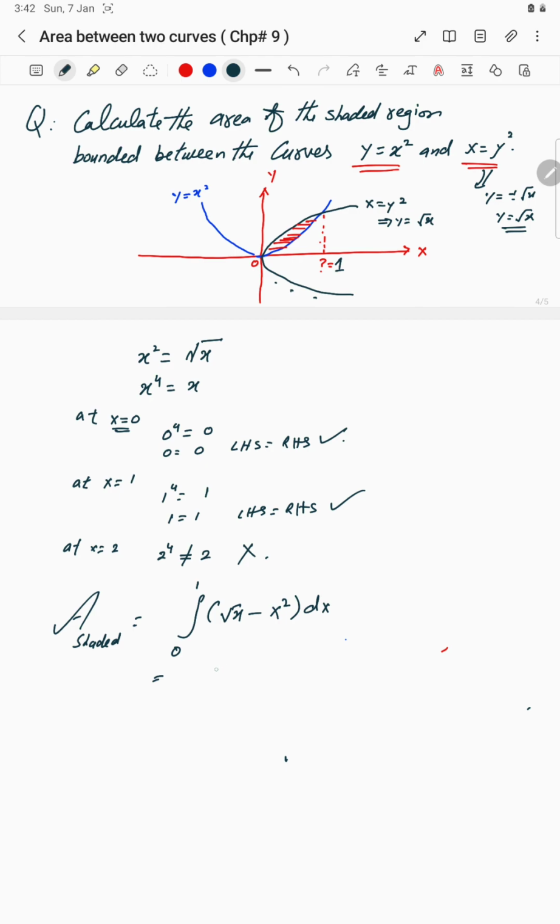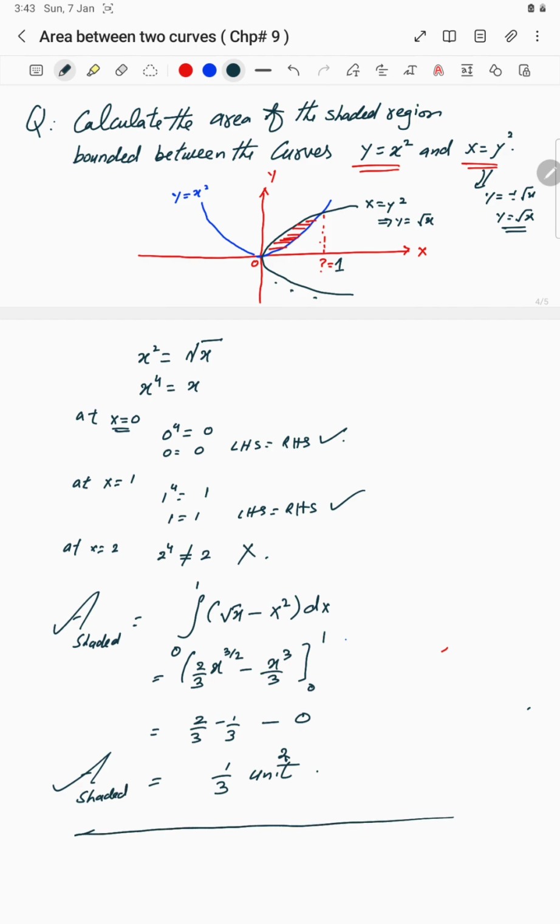So let's see, it goes to be x power 3 by 2 times 2 by 3 minus x cube by 3, limit 0 till 1. It's 2 by 3 minus 1 by 3, which goes to be a minus 0. It will be 1 by 3 square unit, right? That is the area of the required shaded region. I hope it is clear. Let's proceed to the next one.